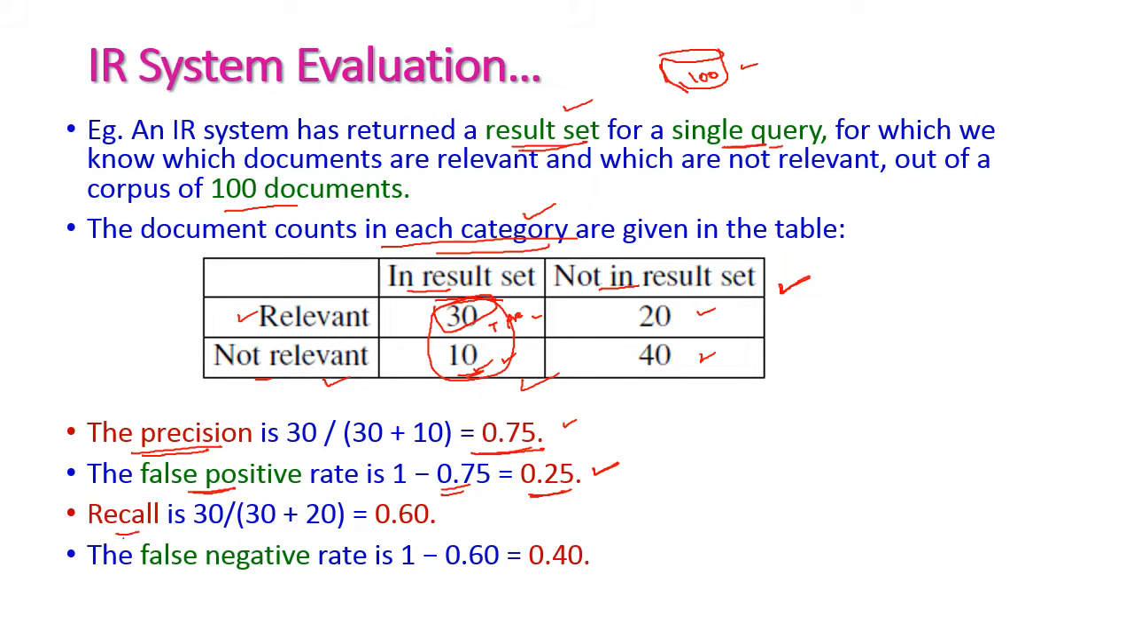For recall, we have to take only the relevant data. Here 30 divided by 30 plus 20, which is equal to 0.60. So the recall rate is 0.60. The false negative rate is 1 minus 0.60, which is 0.40. So the precision is 0.75, false positive 0.25, recall 0.60, and false negative 0.40.